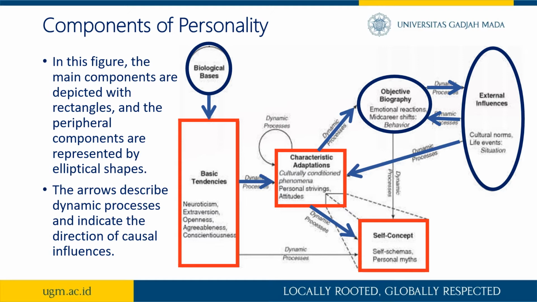And then the arrows, each of the arrows, they describe the dynamic processes and also indicate the direction of causal influences, so how one causes another. So here, for example, the arrow between biological basis and the basic tendencies means that biological basis is the cause of the basic tendencies, and then basic tendencies are the cause of characteristic adaptations, and then characteristic adaptations cause the objective biography, and so on.